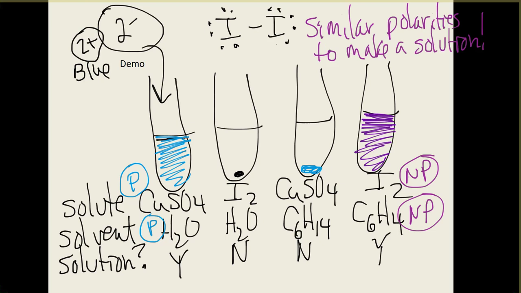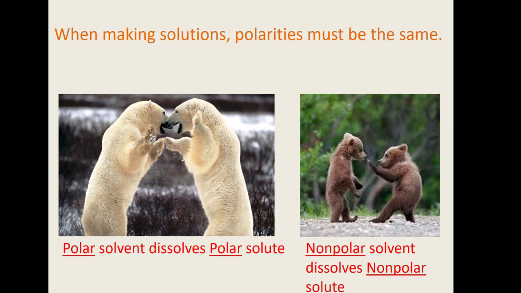So you have to have similar polarities to make a solution. Here's a visual just to kind of put it in your mind. So again, when making solutions, the polarities must be the same. So in my first picture, I have a polar bear with a polar bear. So they're both polar. So a polar solvent dissolves a polar solute.